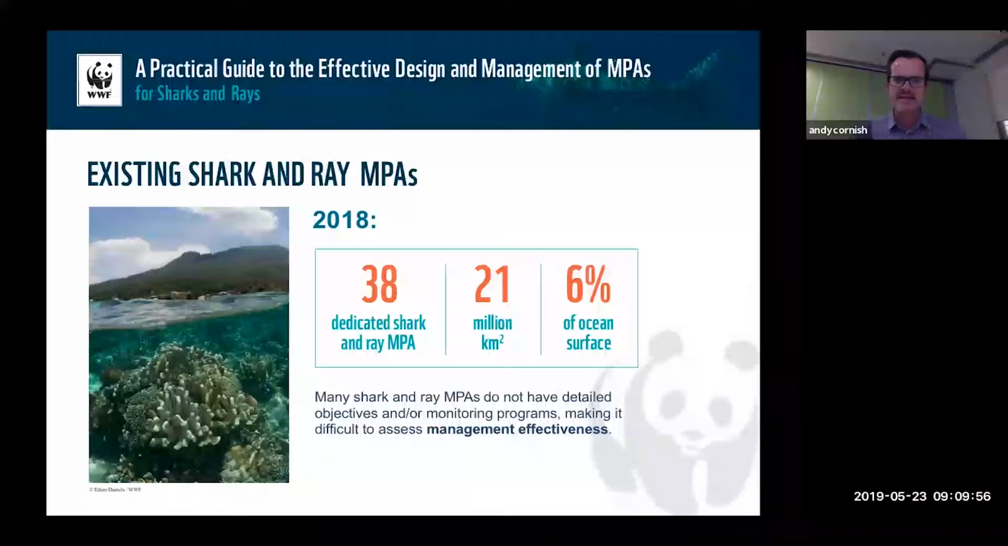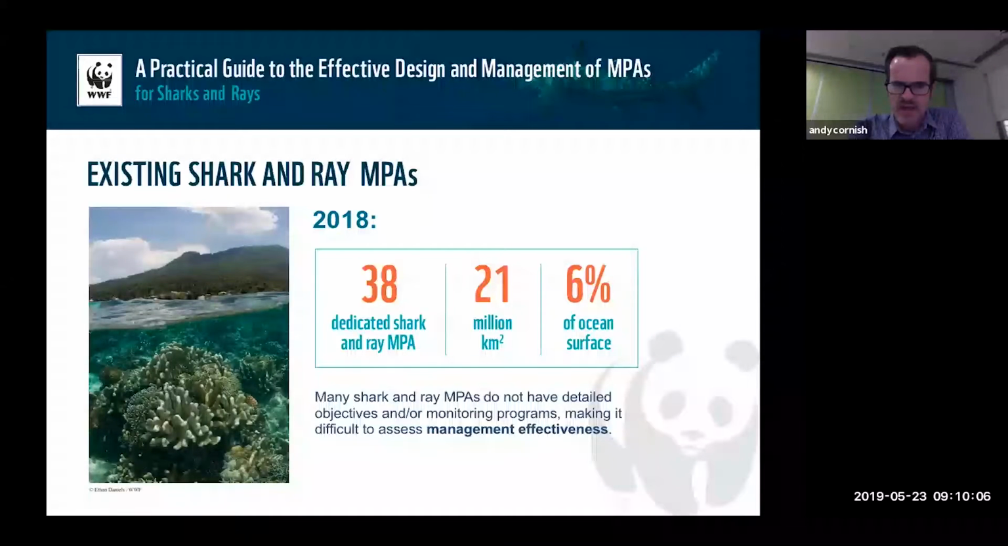So as of 2018, James Cook University showed that there were around 38 dedicated shark and ray MPAs. So these are ones that really have a strong focus on sharks and rays, not just MPAs that may have sharks and rays within them. They actually cover a very large area, 6% of the ocean surface, primarily because of these very large shark sanctuaries occupying EEZs. And as I said, difficult to assess management effectiveness.